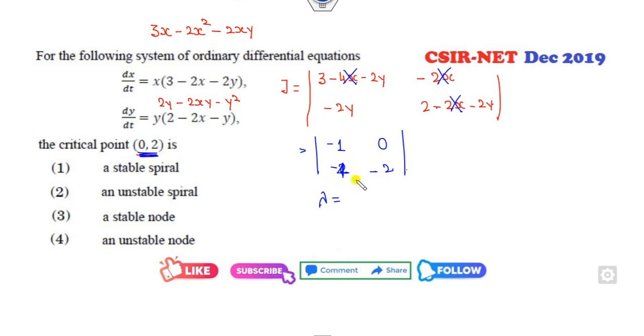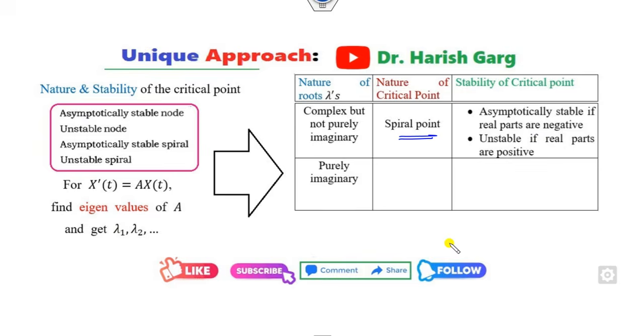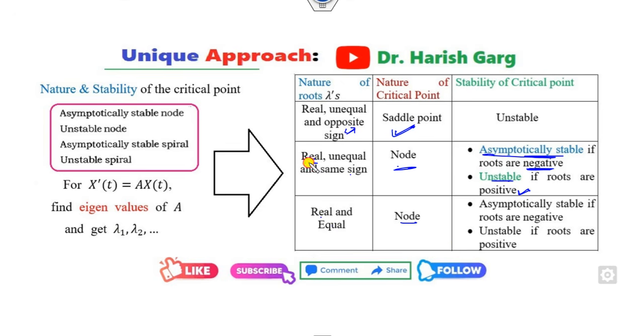So what are the eigenvalues? It's upper triangular: minus 1, minus 2. That means same sign. Fine. They are real. Clear? So once you get the same sign and they are real, you can see this concept: real, unequal, same sign, you will get a node.